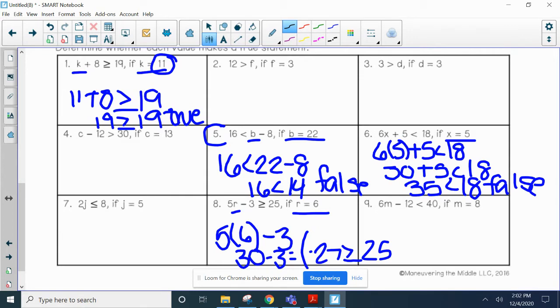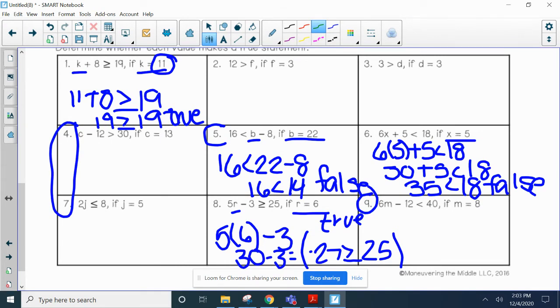27 equal to 25? No. Is 27 greater than 25? Yes, this is true. All right, so now I want you to go ahead and do 4, 7, and 9. I want you to pause this and work out 4, 7, and 9, and then when you are done, unpause it, and I will go through them with you. Take that value, plug it in, see if you get a true or a false statement.